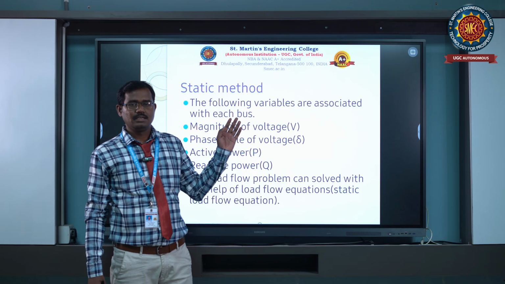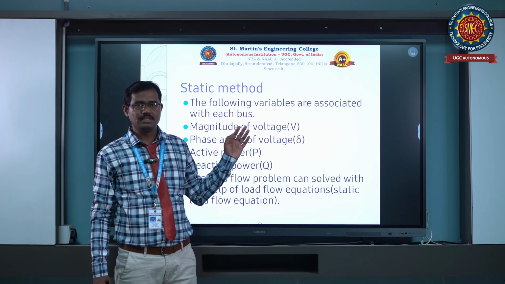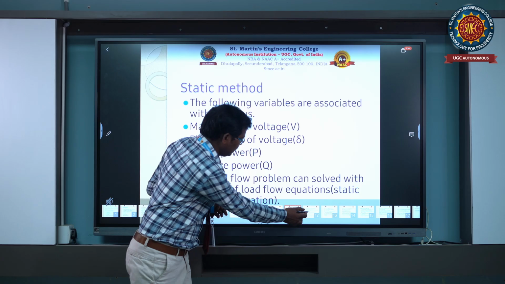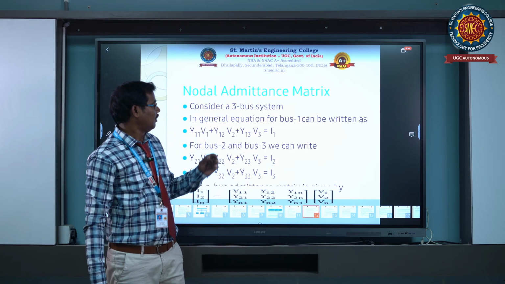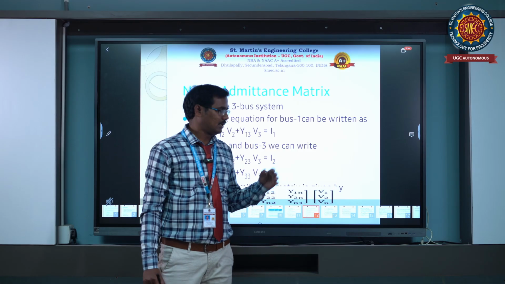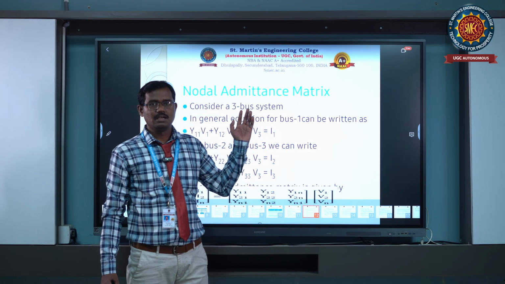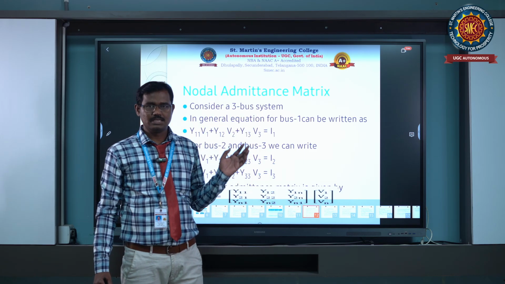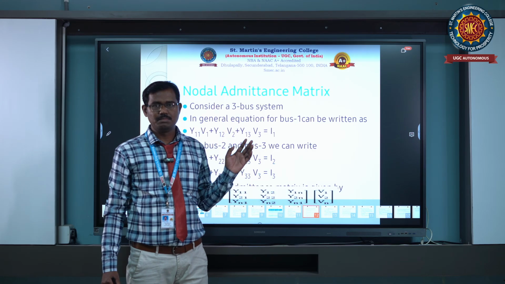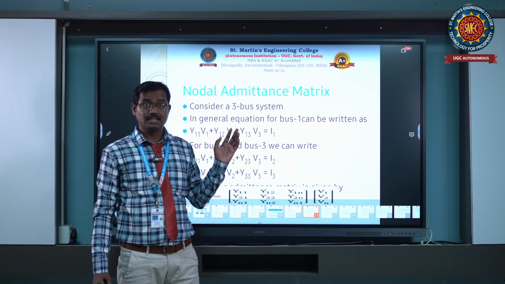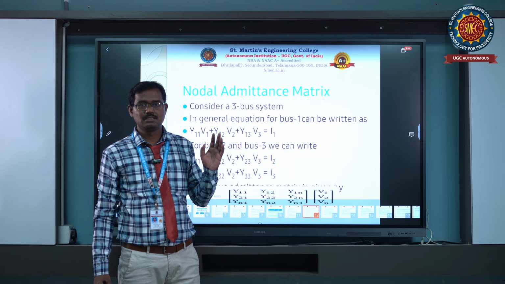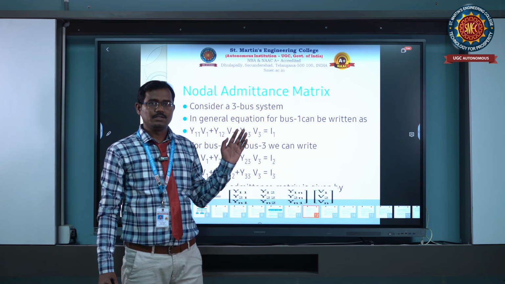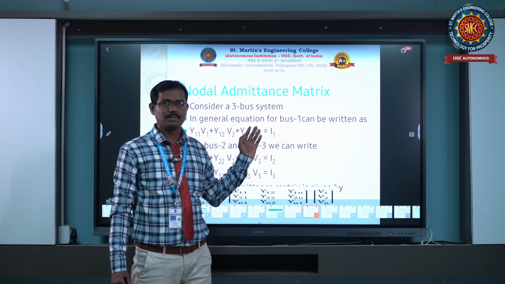We can take the static load flow equations in the power system, and in the power system we can use the nodal admittance matrices. Automatically we can identify the voltages in the buses and also the currents in the buses, and we can attach one bus to another bus. We can attach the admittances of the system. Then only we can use this nodal admittance matrix.